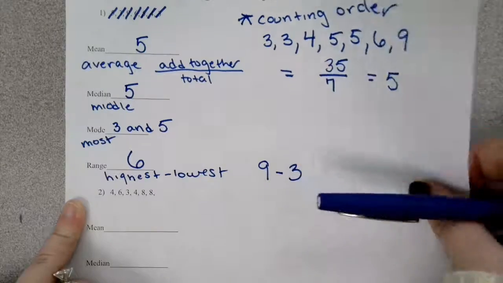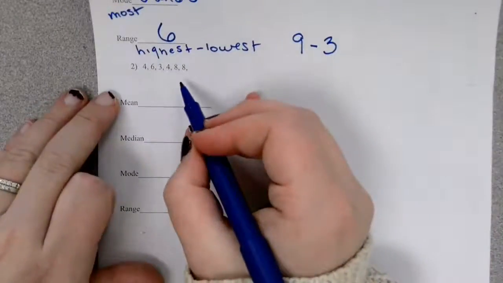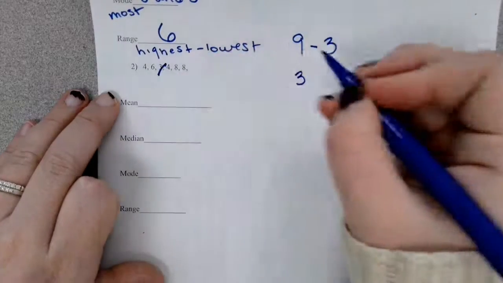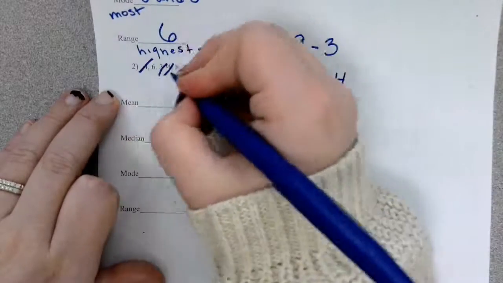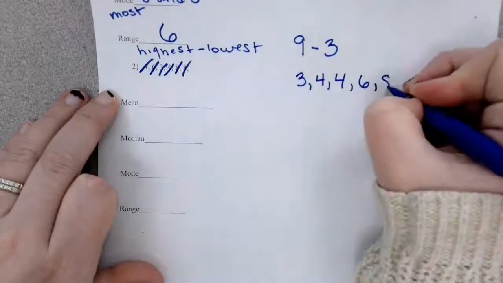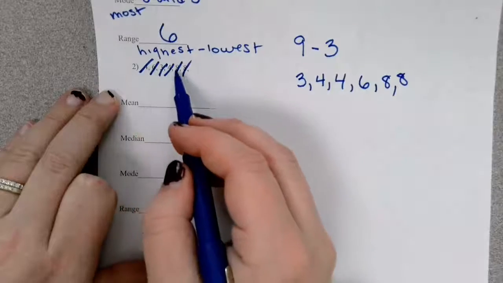Alright, let's try the next one together too. So first thing, put it in counting order. 3, 4, 4, because I have 2 4s. 6 comes next. 8 and 8. We double check. 1, 2, 3, 4, 5, 6. Good.